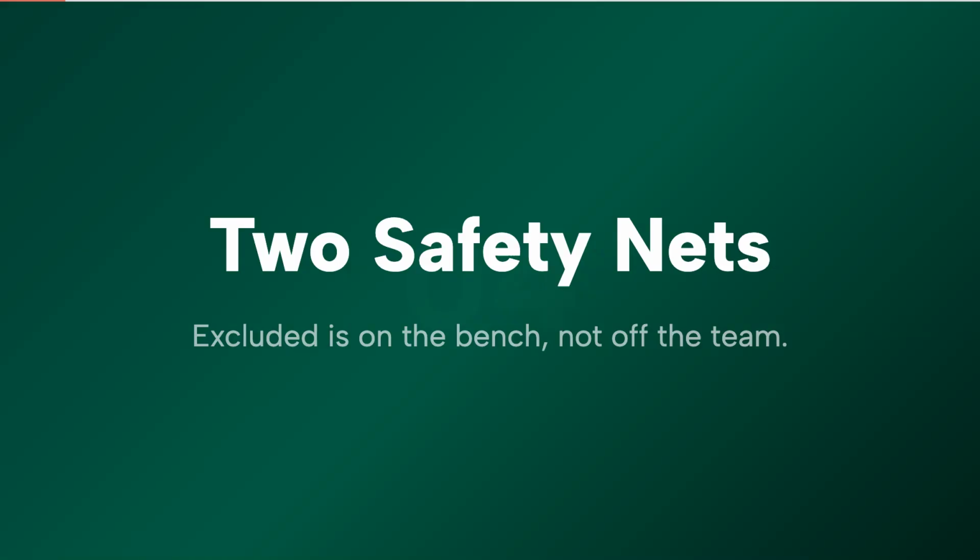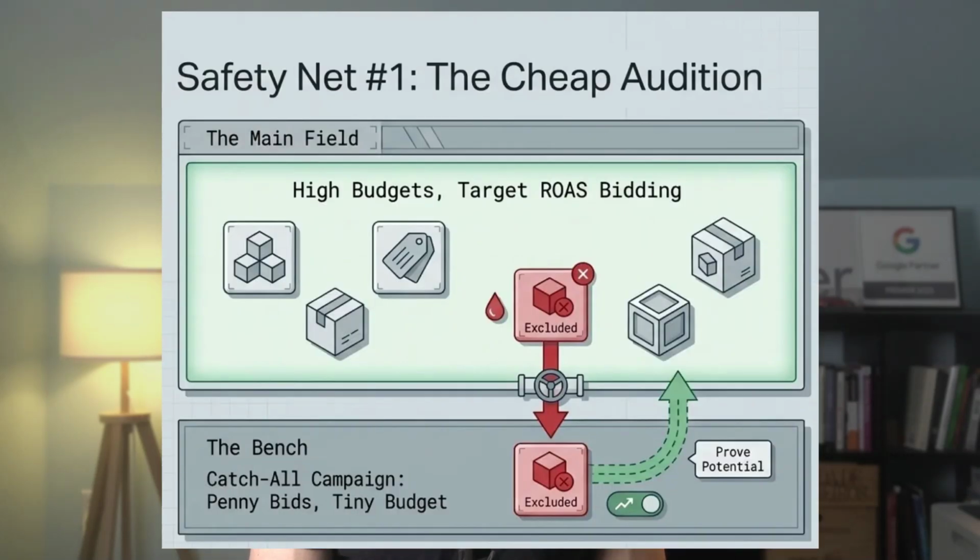Now, before you go and exclude half your catalog, I want to give you two bonuses. Because excluding a product should never be a permanent death sentence, I always leave it a cheap way back. Bonus 1. The catch-all safety net.